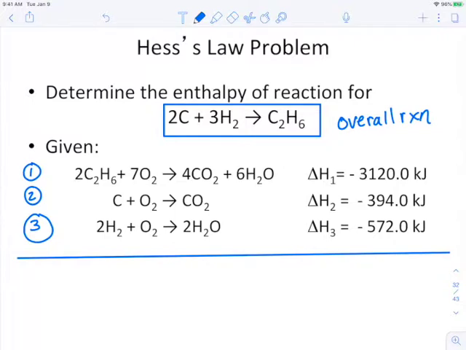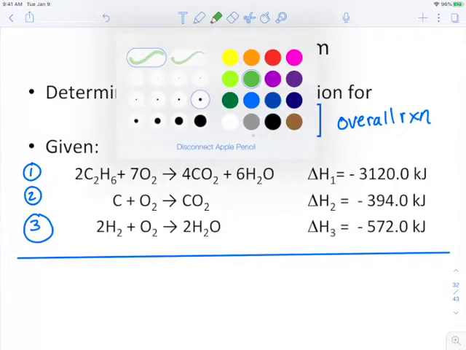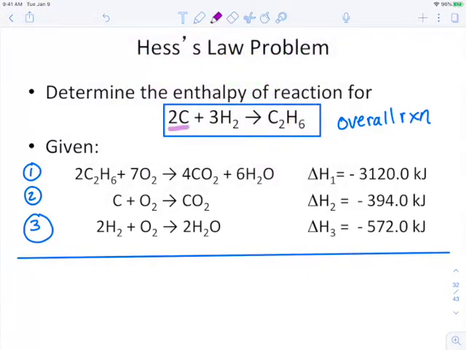All right. So we talked about before how there's a lot of different ways to do Hess's law. The way I like to do it is just march through the overall reaction, start on the left, march all the way to the right. So let's give that a shot. And I'm going to start with this carbon right here. So where do we see free carbon? Carbon that's not attached to anything else in reaction 1, 2, or 3?